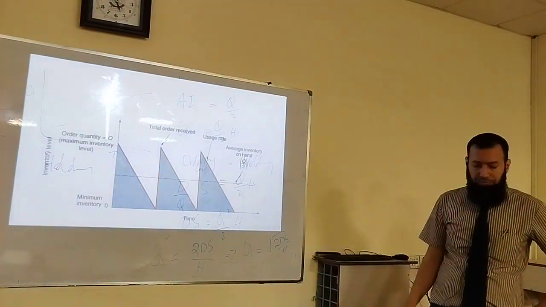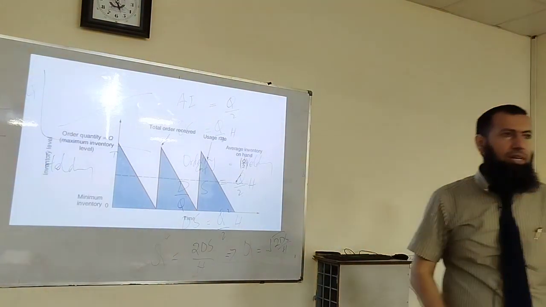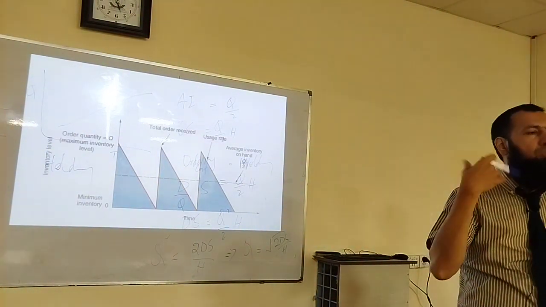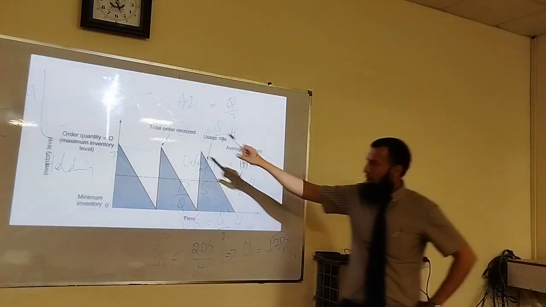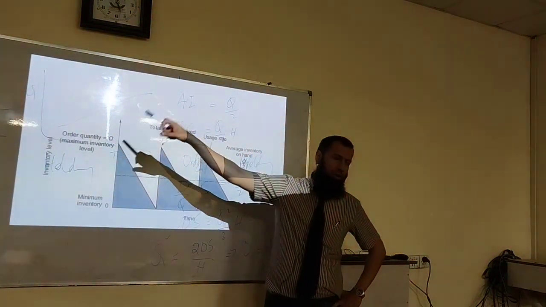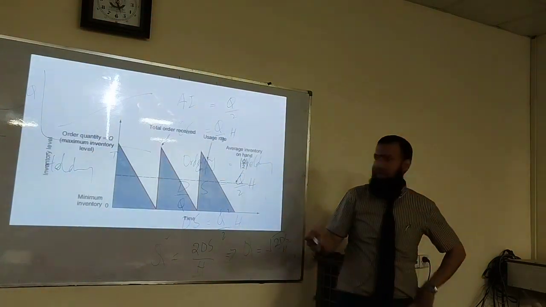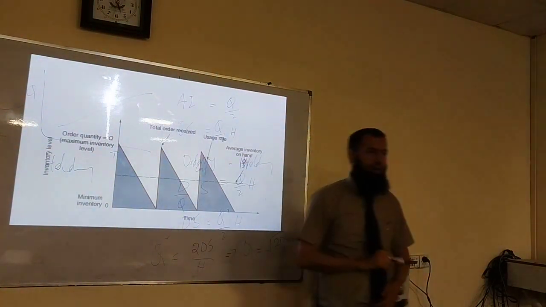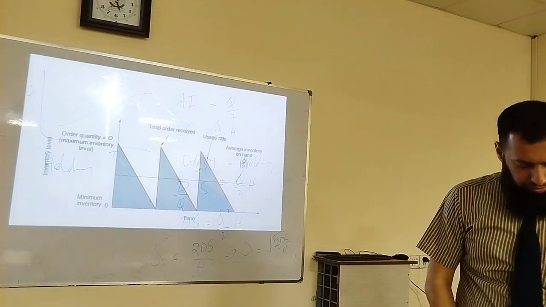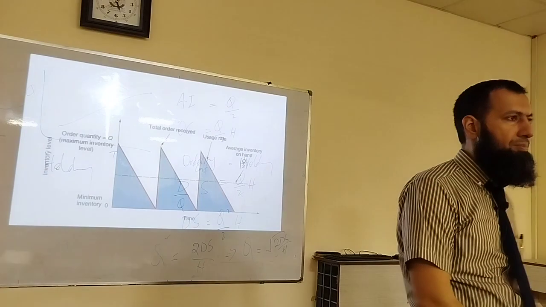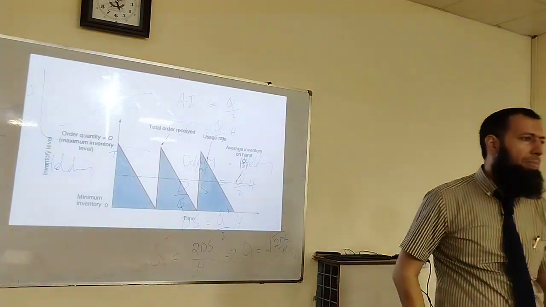This is EOQ, the order quantity that is optimum, where our cost is minimized. Holding cost and ordering cost are both minimized. This is the intersection point, where both curves cut, at which our total cost is minimized. Is it clear so far?